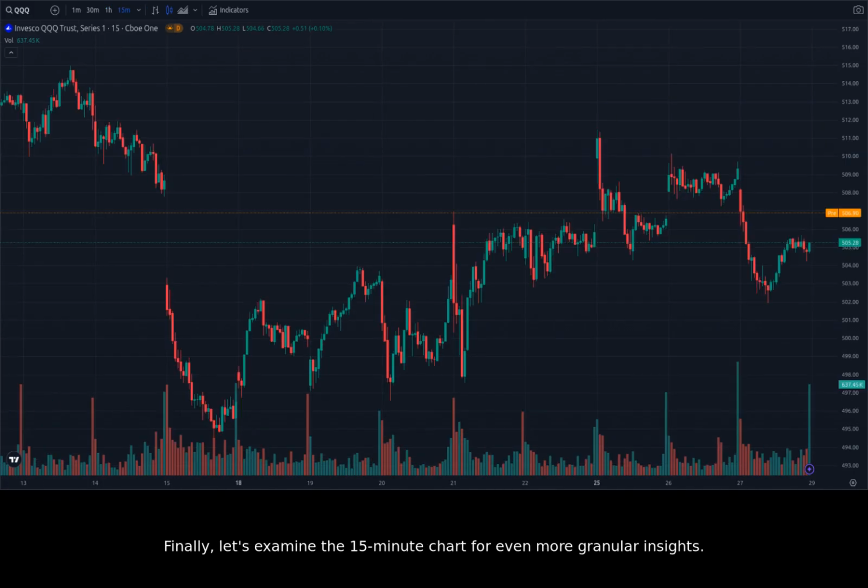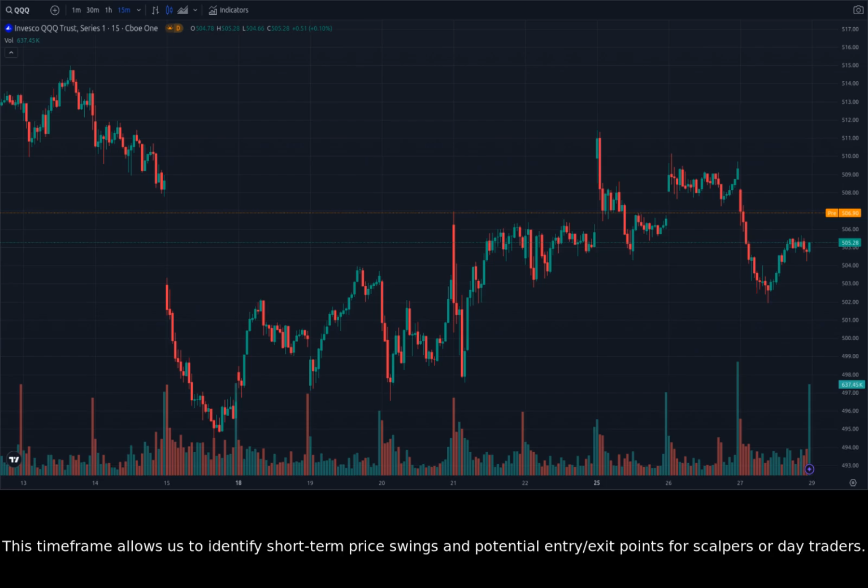Finally, let's examine the 15-minute chart for even more granular insights. This timeframe allows us to identify short-term price swings and potential entry/exit points for scalpers or day traders. We can observe that even on this timeframe, support and resistance levels are still relevant. However, the noise is significantly higher on this timeframe, making trading decisions trickier.